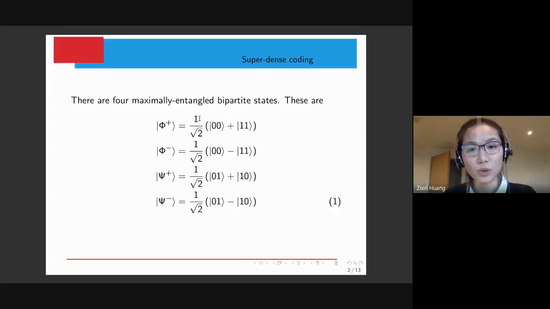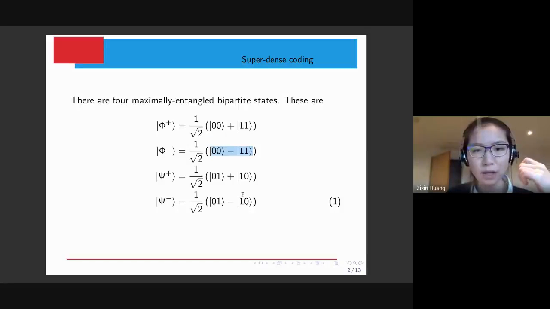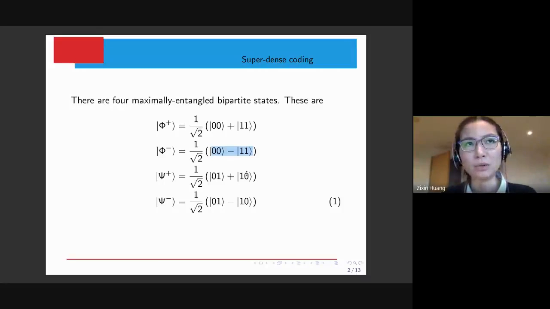But in fact, for dimension 2, that is a 2-qubit system, there are 4 maximally entangled states. These are the 0, 0 plus 1, 1, the 0, 0 minus 1, 1, the 0, 1 plus 1, 0, and the 0, 1 minus 1, 0. Because we are in dimension 4, we need 4 states to span the Hilbert space.